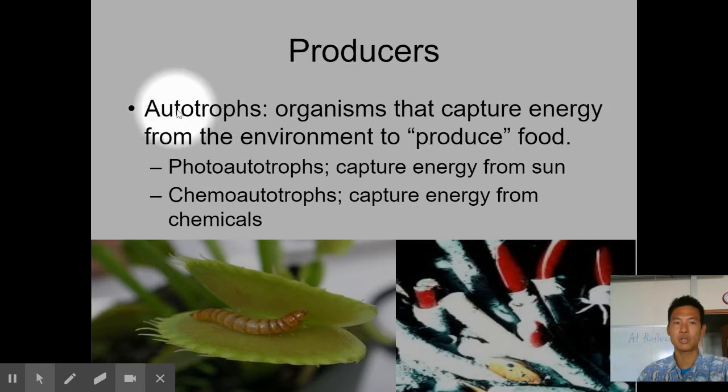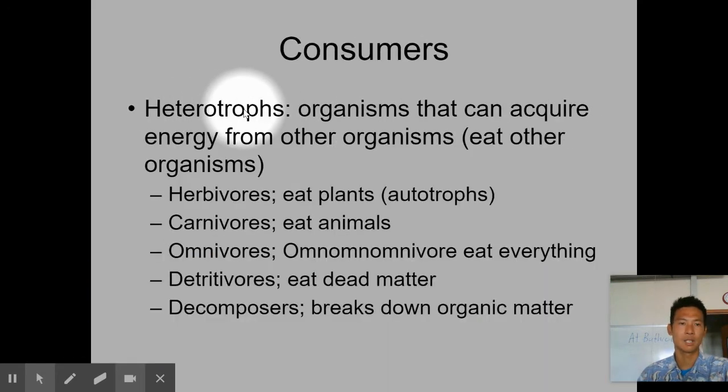Autotrophs: auto means self, and troph means energy, so self energy. They produce their own energy. There are five main types of heterotrophs. You've got your herbivores, and they eat plants, or they eat the autotrophs. You've got carnivores, they only eat animals. You've got omnivores, they eat everything, animals and plants. Fungi, everything.